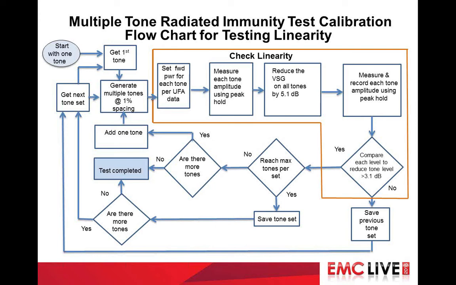The check linearity function is based on the uniform field area forward power from part 1 of the calibration. Use that level to set the forward power. With the vector signal analyzer, measure each tone amplitude using the peak hold function. Reduce the level by 5.1 dB. Measure each tone again. Compare each tone level with the reduced level, and it must be greater than 3.1 dB. If it passes, then we need to check if you reached the maximum tones per user input. If no, then save the previous tone set. The other section checks if you need to add more tones or tone sets and then retest the linearity in multiple tones.